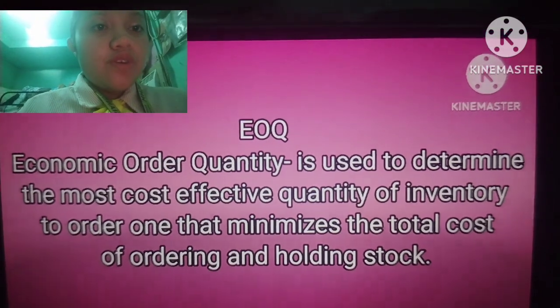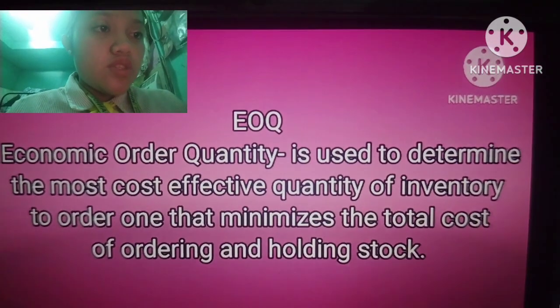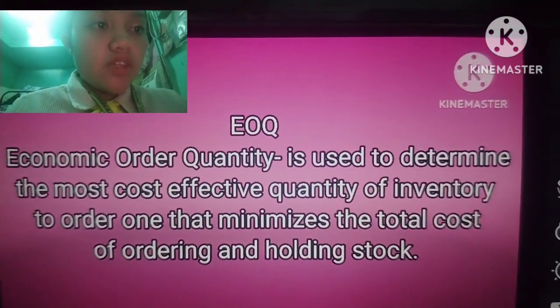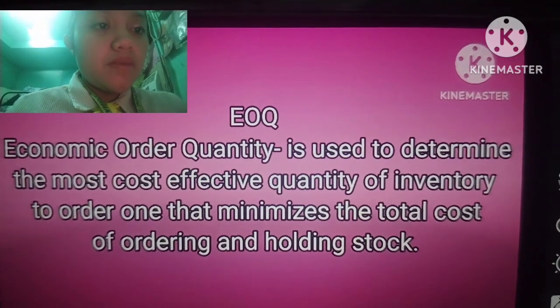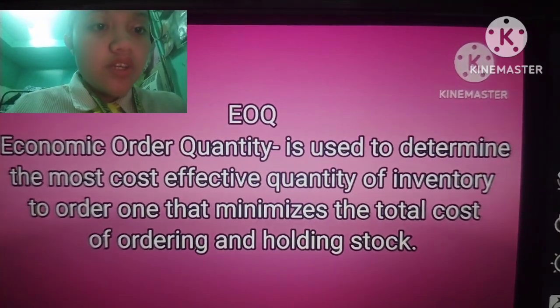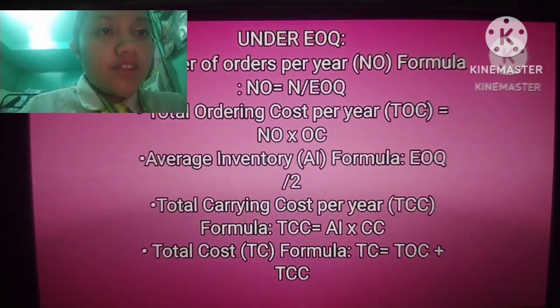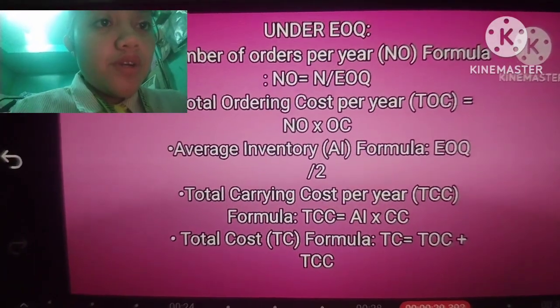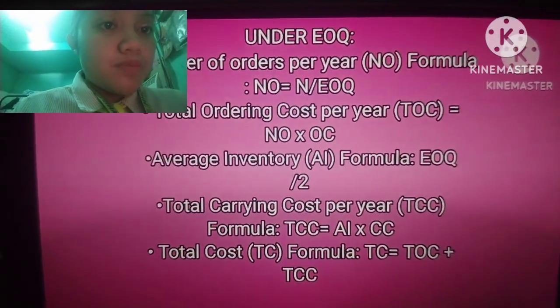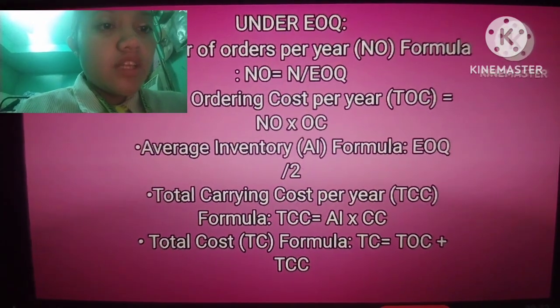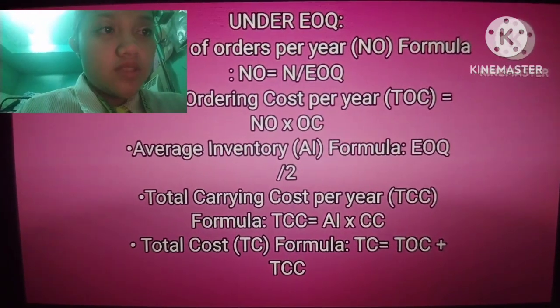So, EOQ, economic order quantity, is used to determine the most cost-effective quantity of inventory to order, one that minimizes the total cost of ordering and holding stock. So these are the components of EOQ: number of orders per year, total ordering cost per year, average inventory, total carrying cost per year, and the total cost. So let's start.